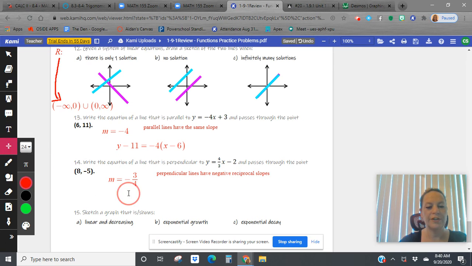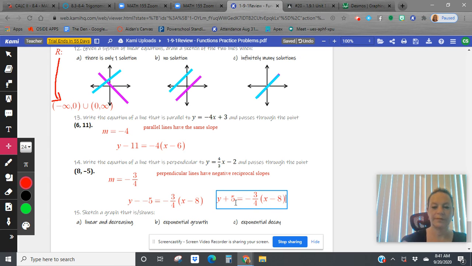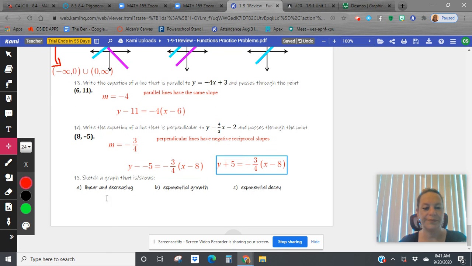So here I go writing the equation of my line using point slope form. Y minus a -5 equals -3/4 x minus 8. And because of this minus a negative, I am going to take one final step in simplifying. Y plus 5 equals -3/4 x minus 8. Final answer. Sketch a graph that shows a linear that is decreasing, exponential growth, and exponential decay.